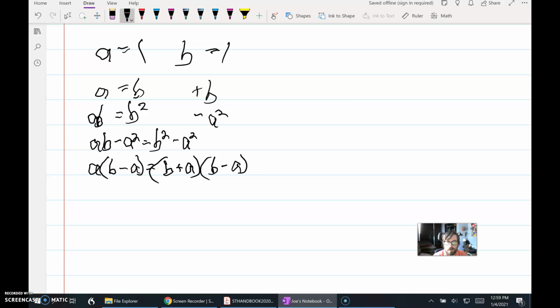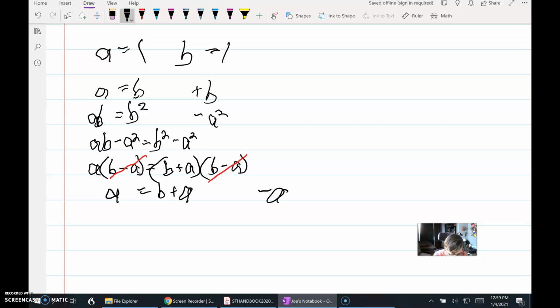So from here, you can see that there's the quantity B minus A on both sides. So I'm just going to take and cancel those out. So we canceled that out. We have A is equal to B plus A. Already that's kind of weird looking, right? But we'll just keep going a little bit further.